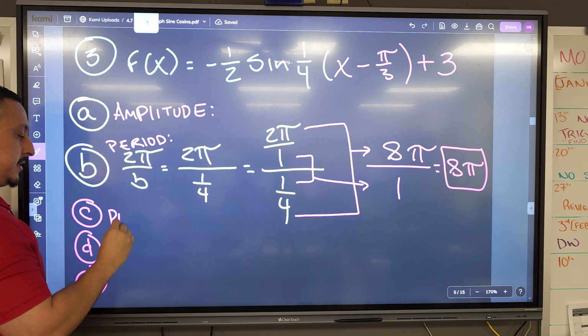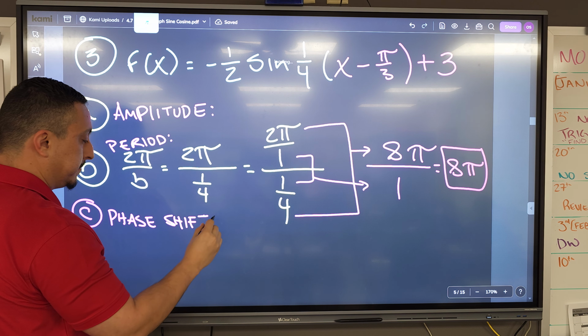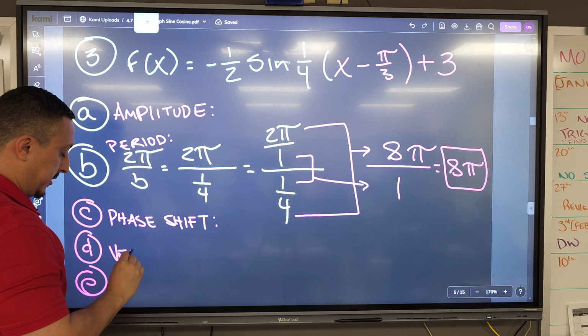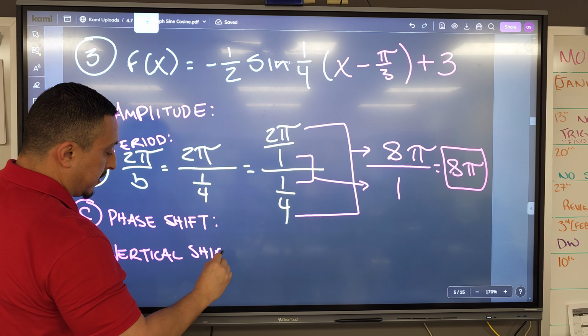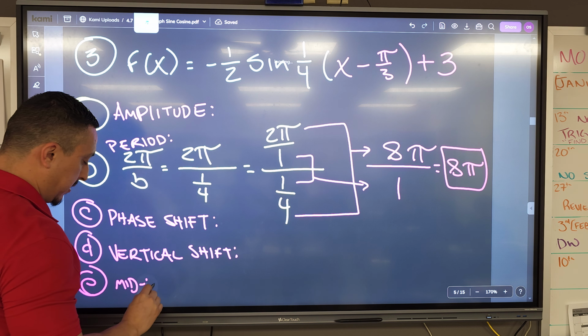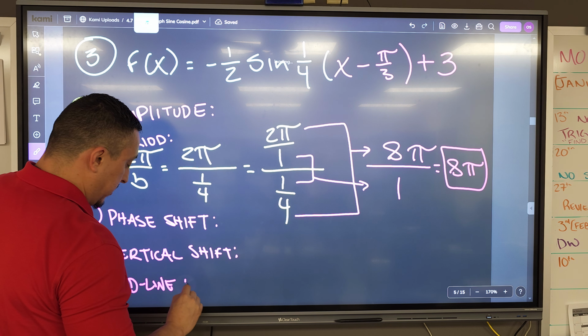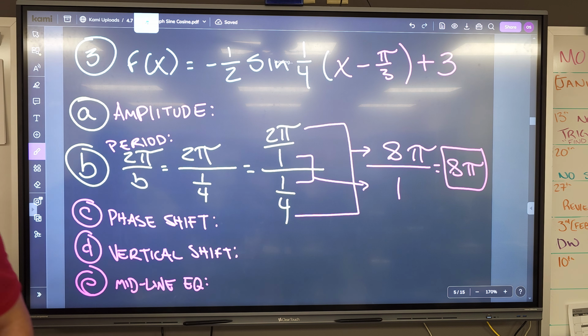C is the phase shift. Vertical shift. And midline. If you're confused about any part when I'm walking around, ask me.